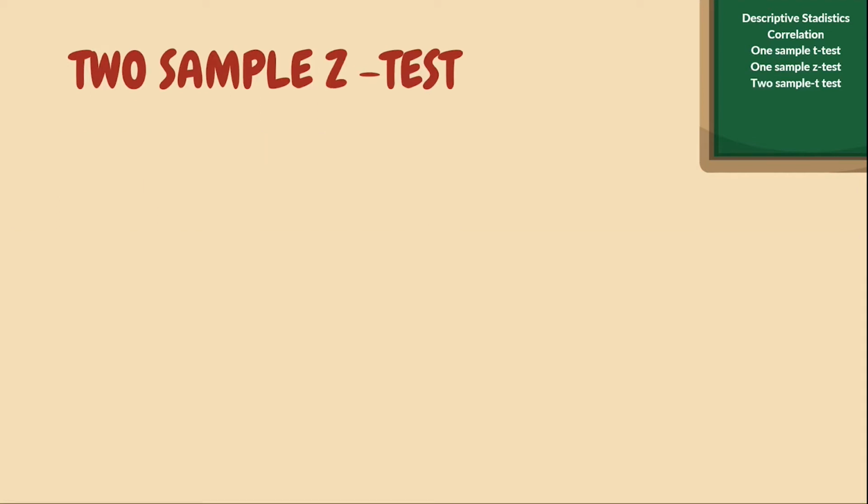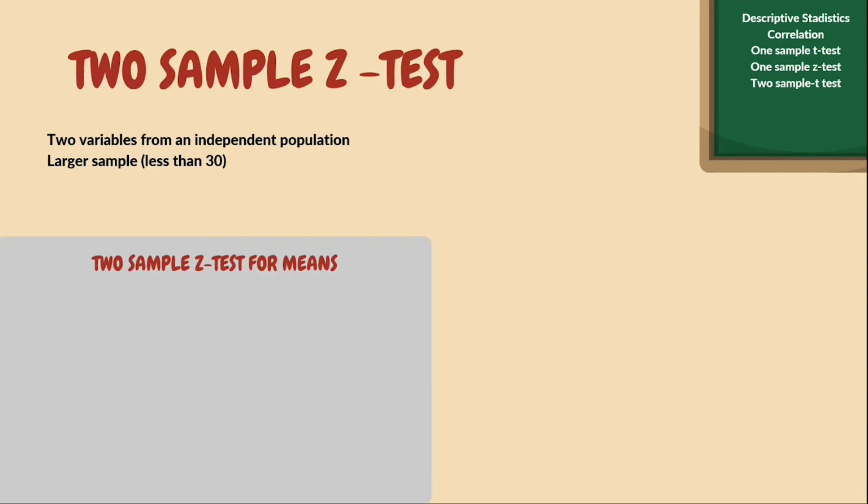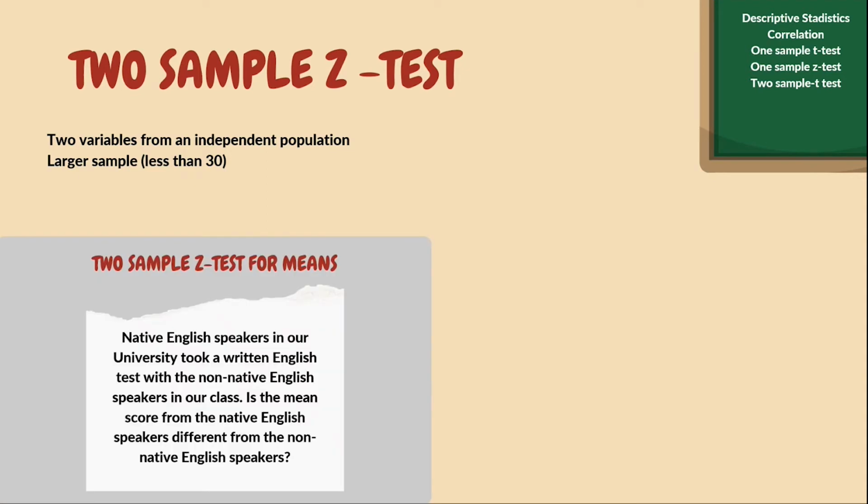Now, two sample z-test. In the two sample z-test, we are talking about a larger population, but it's the same thing as the two sample t-test. For example, native English speakers in our university, not in our class, in our university, took a written English test. Is the mean score from the native English speakers different from the non-native English speakers?